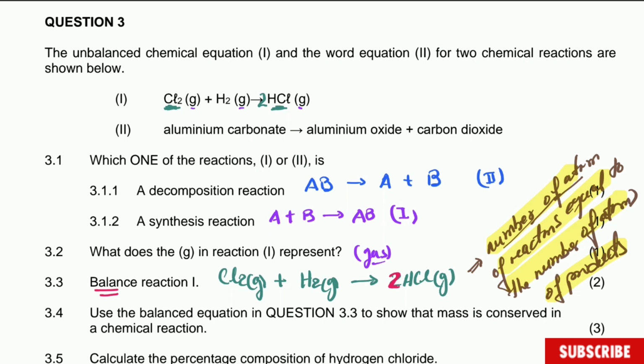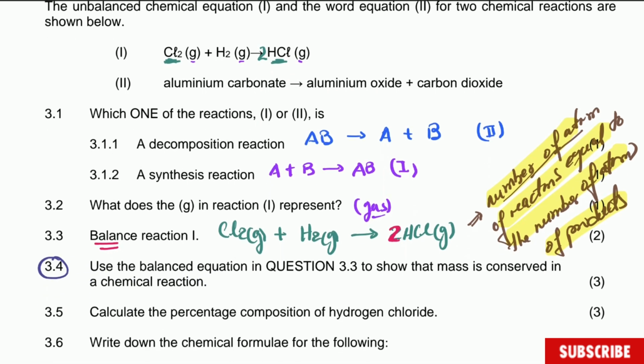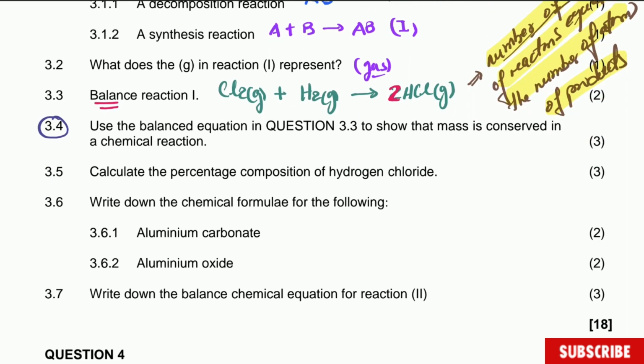3.4. Use the balanced equation in question 3.3 to show that mass is conserved in a chemical reaction. We already did a video on this one, but this is important. When you solve this question, if this one is not right, it means that the balancing was wrong. So we're going to use that equation to calculate or to prove or show that the mass was conserved.